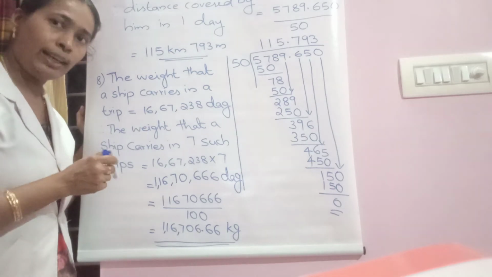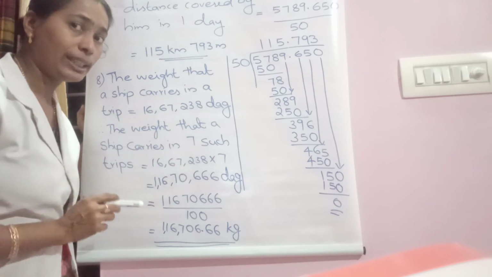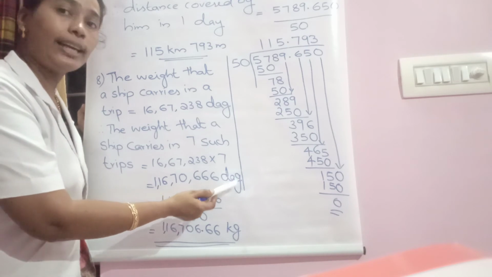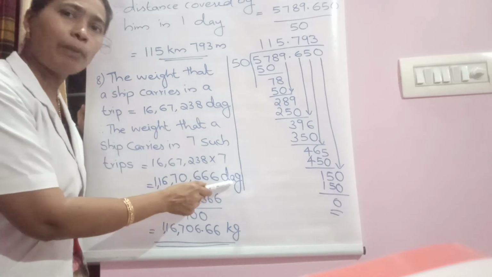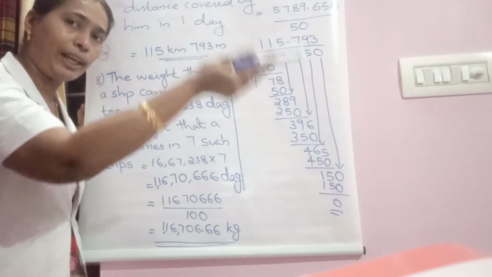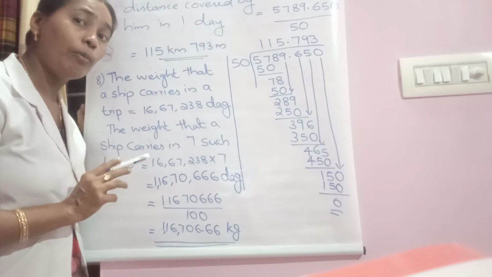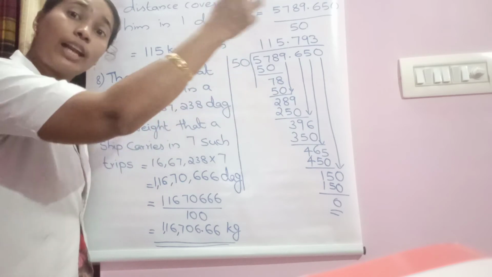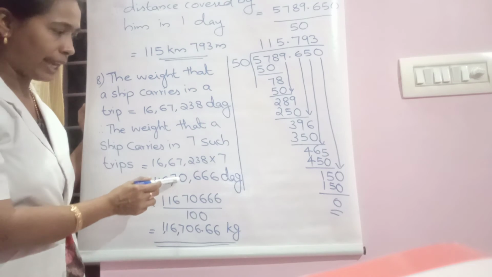But in that question, they asked you to represent the weight in kilogram. So how to convert decagram into kilogram? Kilogram is higher unit and this is smaller unit, isn't it? So when a quantity is converting from small to big, the operation needed is division. Divided by how much? 100 needed, because decagram to hectogram, hectogram to kilogram, 10 into 10, 100. So divide this answer by 100.